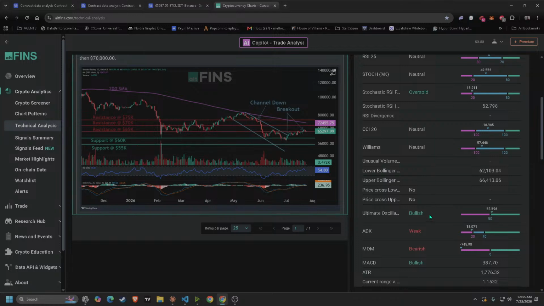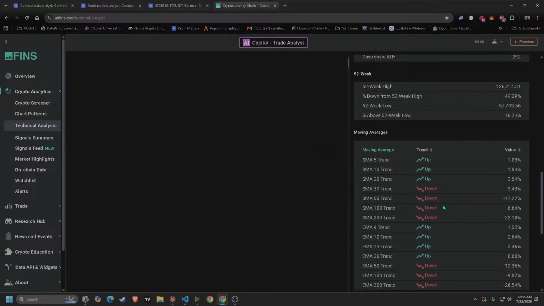Ultimate oscillator bullish, oversold. That's bullish. ADX is weak. Not a lot of effort to push the price up. Month over month, bearish. I guess that's month over month. MACD bullish. Simple moving average 5 up, 10 up, 20 up. So very short term, it's an uptrend.